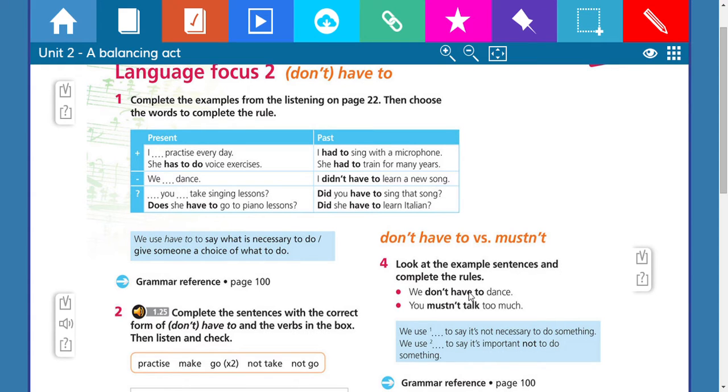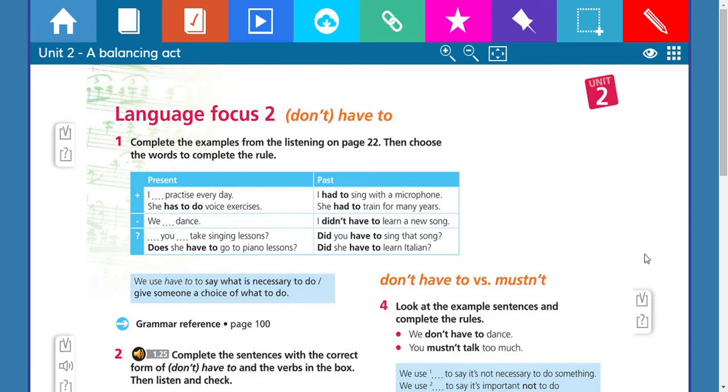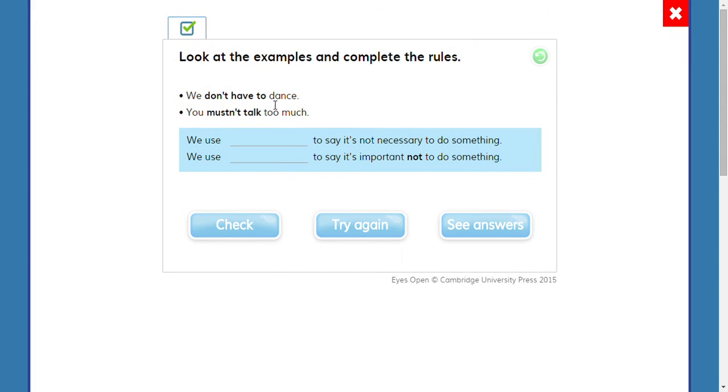Complete the rules. We don't have to dance. Okay, we don't have to dance. And remember, when you use have to, affirmative or negative, it's like a necessity. It's necessary. Mustn't, sorry. You mustn't talk too much. And what about that? Okay, let's see. We don't have to dance. You mustn't talk too much.